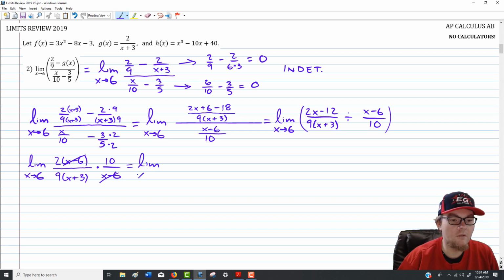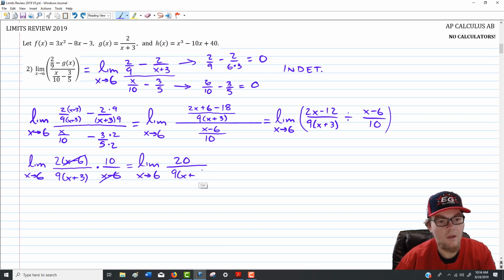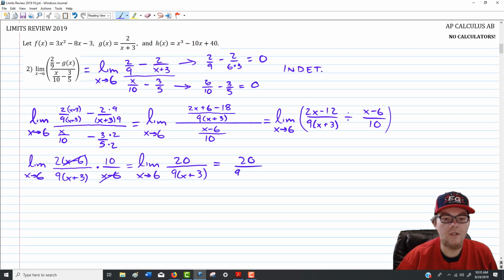We are now facing the evaluation of a limit that agrees at all but one point, that point being x equals 6, but it won't matter for us. We now have 20 over 9 quantity, x plus 3. Given that, we can perform direct substitution now. We'll have 20 over 9 times 9, which is 20 over 81.